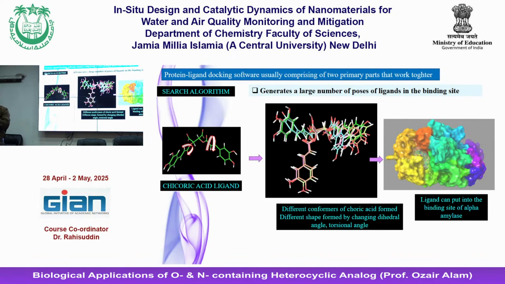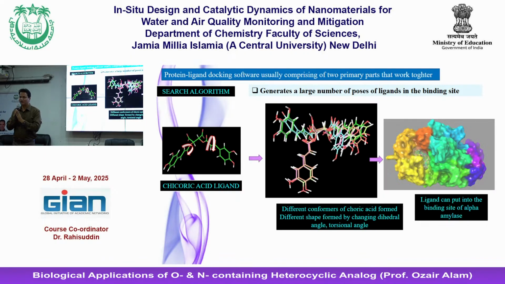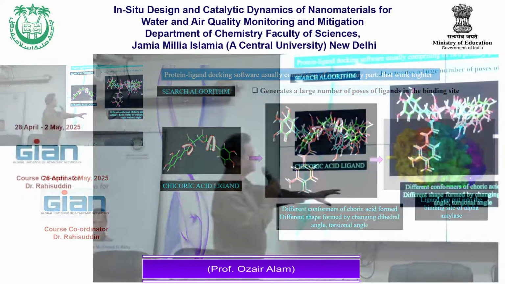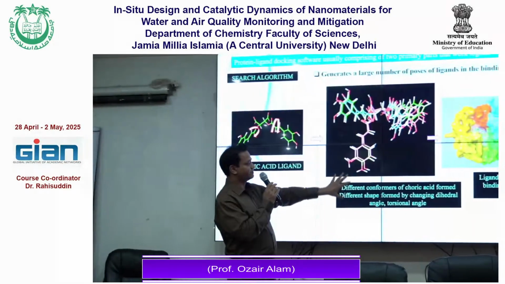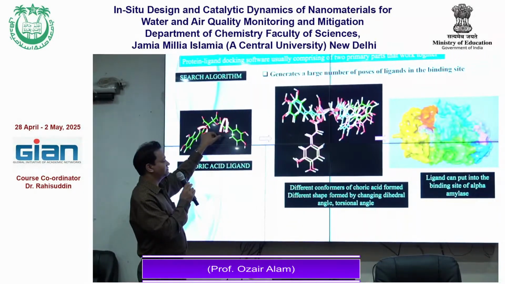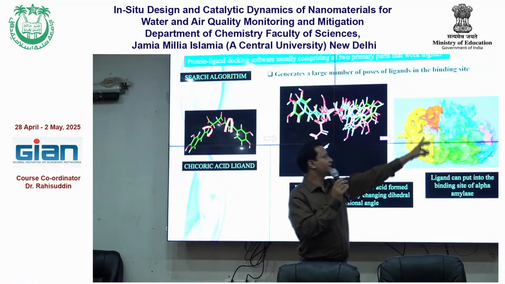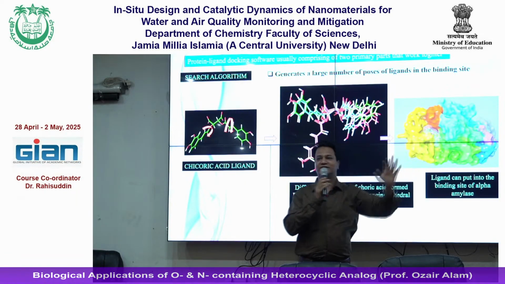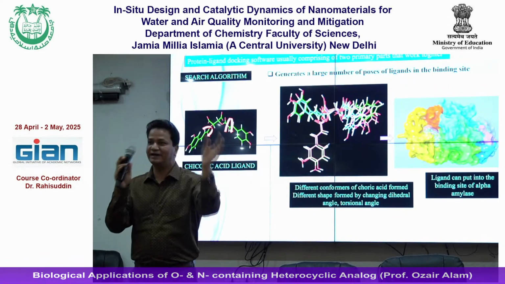One is called the small molecule, and another is called the large molecule or macromolecule, that is called the protein or receptor. So here you can see the chicoric acid has to form different shapes by changing its dihedral angle, its torsional angle. Here this is the binding site, and this may be one conformer, this way, that way. So there are different poses which are going to bind on the active sites, the binding sites.